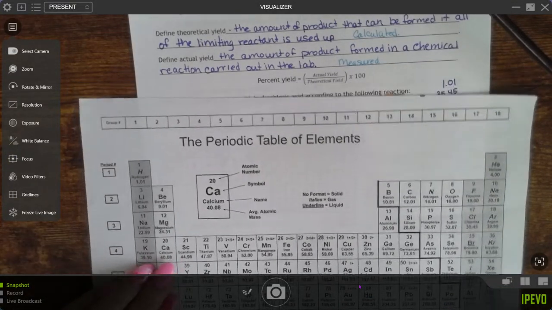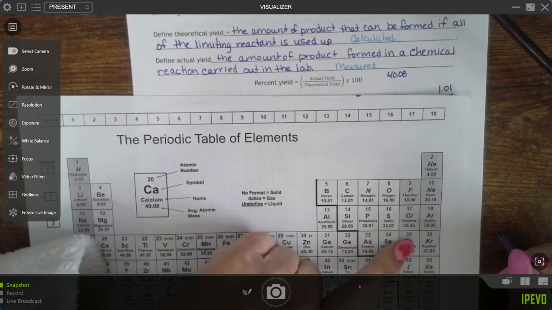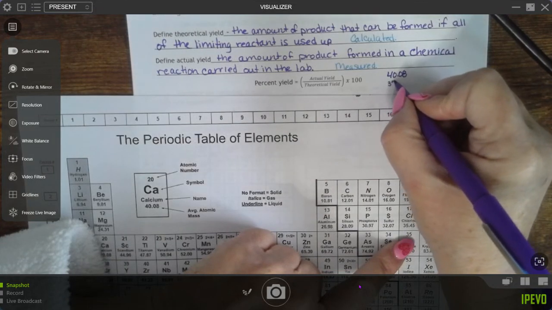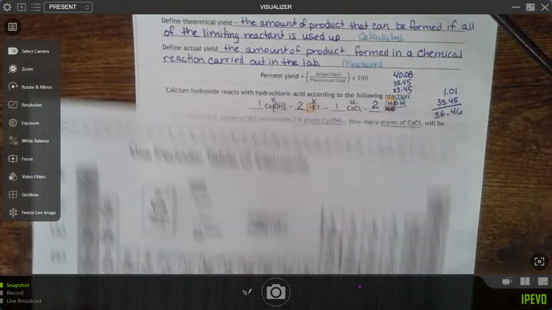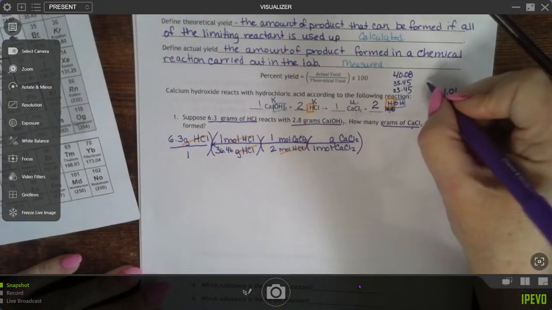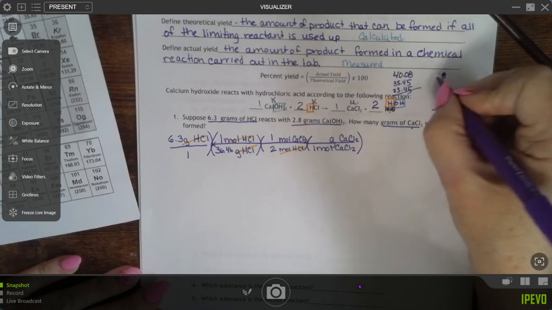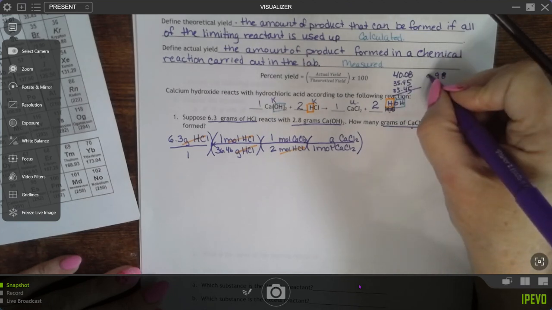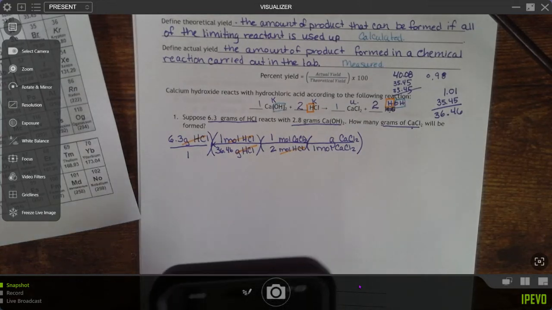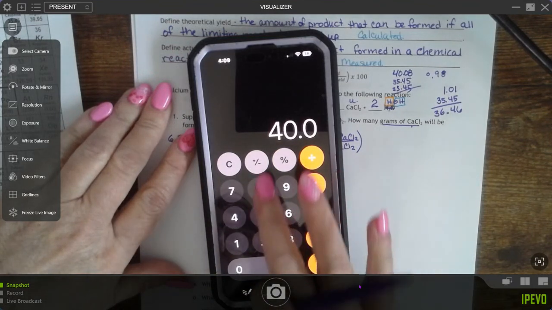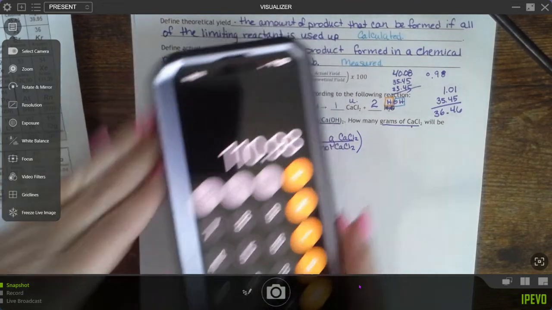So calcium is 40.08, and chlorine is 35.45. So we're going to add that all together. Didn't leave myself enough room. You know what? Let's be smart about this. Let's use a calculator. So 40.08 plus 35.45 plus 35.45, 110.98.